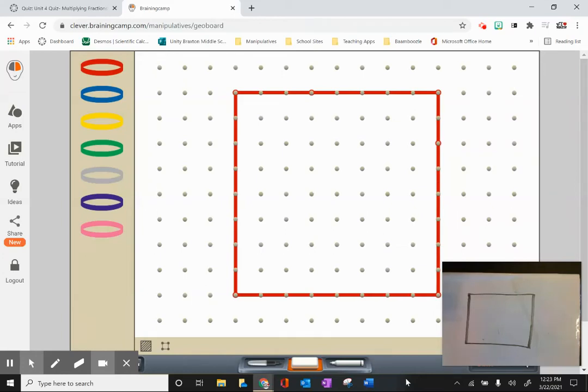Hi, I wanted to make a quick video here talking about area models and how we can use them to multiply fractions. The same way we use them to multiply whole numbers, the concept is very similar.